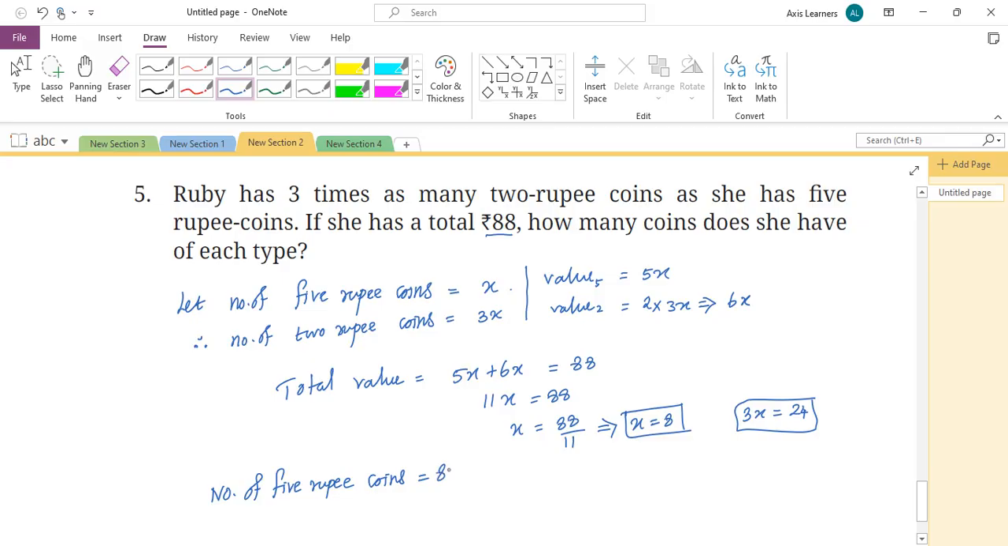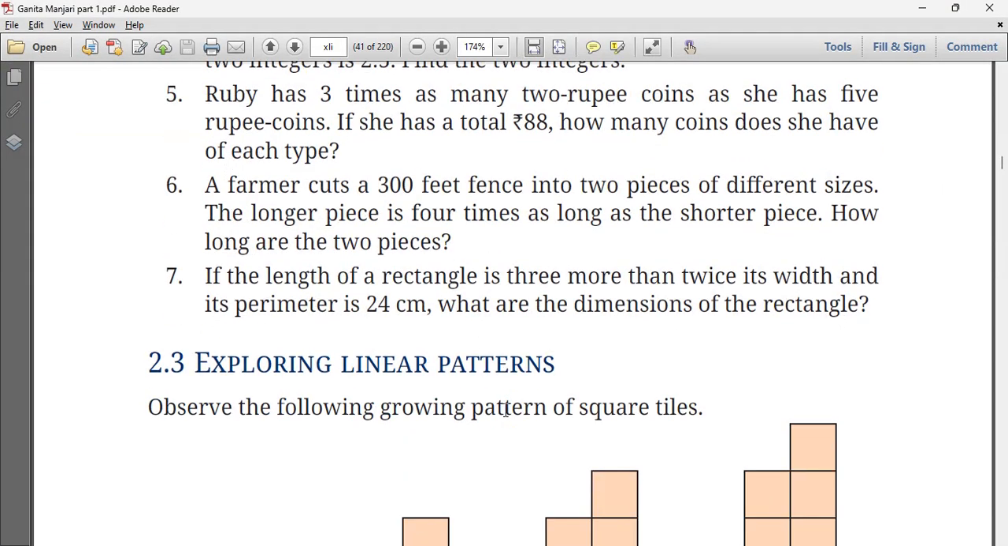Okay, now we can write: number of 5 rupee coins is equal to 8. Number of 2 rupee coins is equal to 24. Okay, so we found the answer. Next, sixth question.